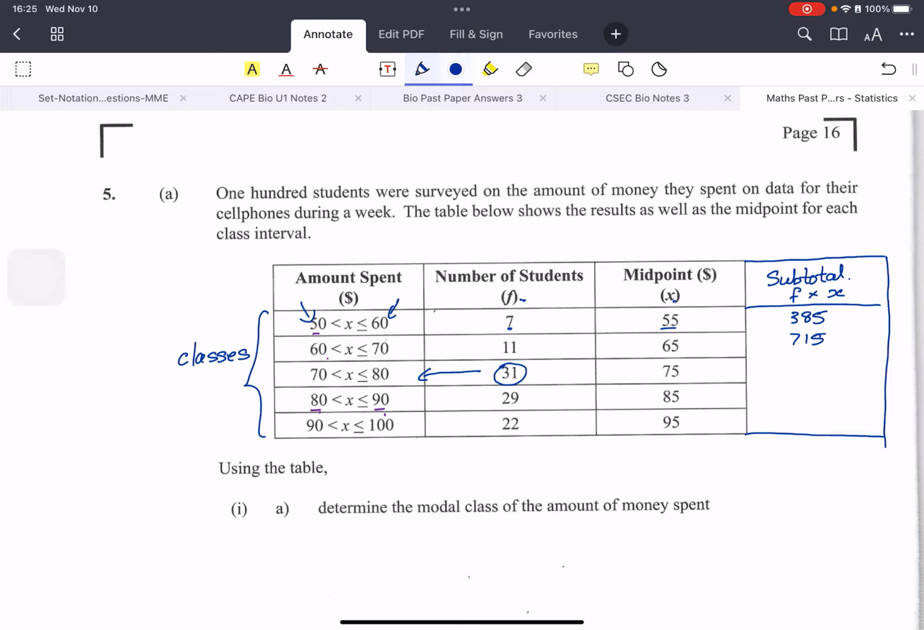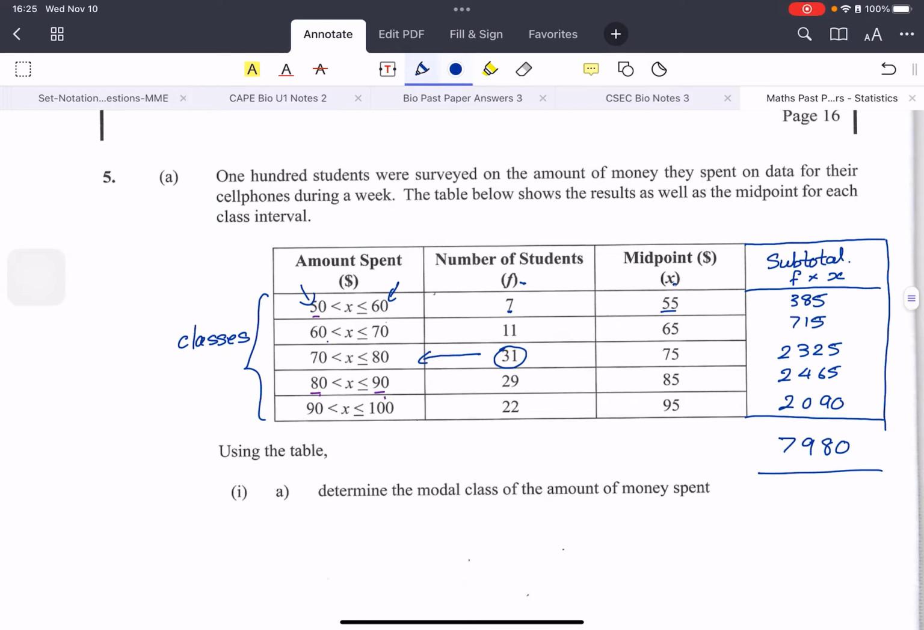Then we have 31 multiplied by 75, 2,325. 29 multiplied by 85, that's 2,465. And finally, 22 multiplied by 95, that's 2,090. And finally, we need to add all of these up to get our final answer. So I'm adding right now. Okay, my final answer, $7,980. But this is not the mean yet.